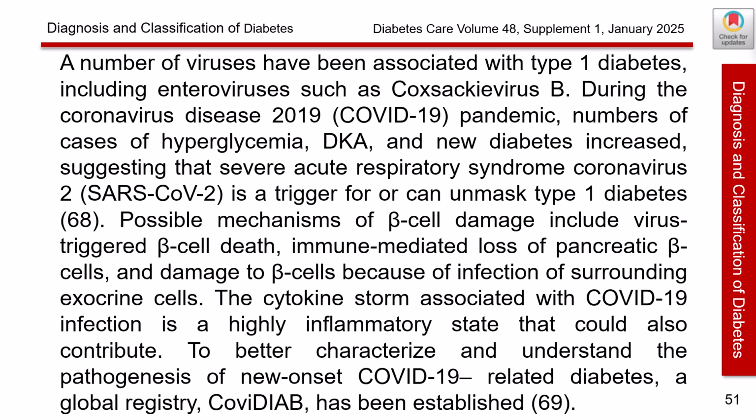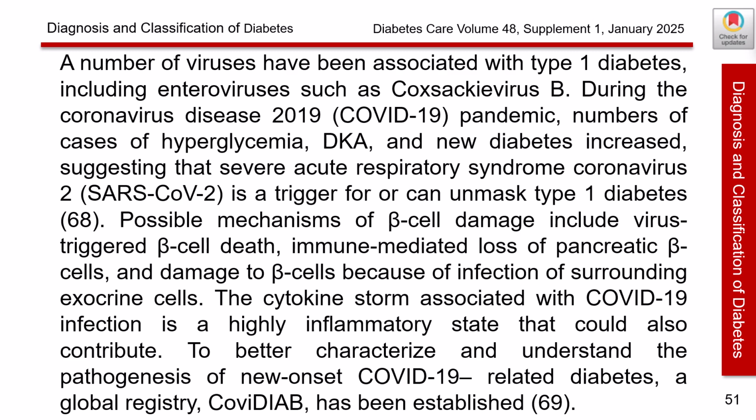A number of viruses have been associated with type 1 diabetes, including enteroviruses such as Coxsackie B. During the coronavirus disease 2019 (COVID-19) pandemic, numbers of cases of hyperglycemia, diabetic ketoacidosis, and new diabetes increased, suggesting that severe acute respiratory syndrome coronavirus 2 (SARS-CoV-2) is a trigger for or can unmask type 1 diabetes.